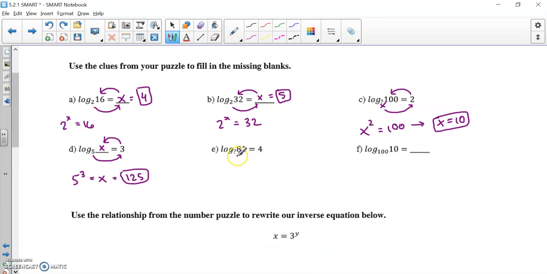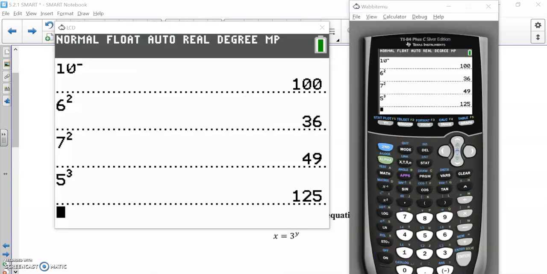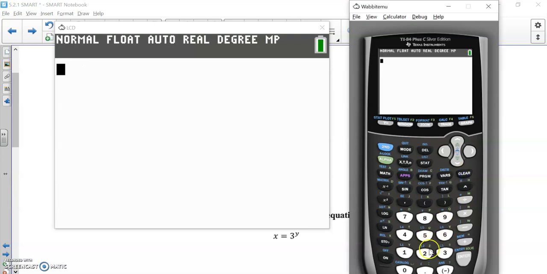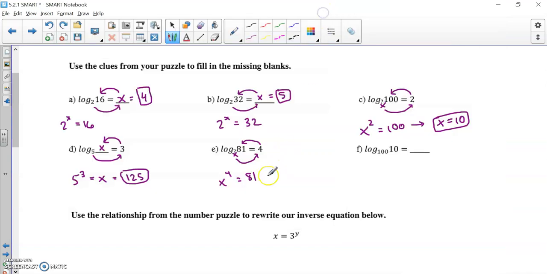All right, here we have an x in the base again. Follow our pattern. x to the fourth equals 81. We've got to test it out. What to the fourth power would give me an answer of 81? Well, let's try 2 to the fourth. That is not it. 3 to the fourth. That one worked. 3 to the fourth gets me 81. So x must equal 3. And that's because 3 to the fourth equals 81. We got what we wanted.